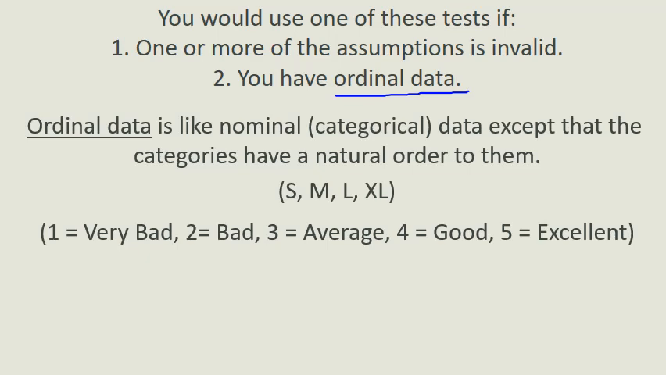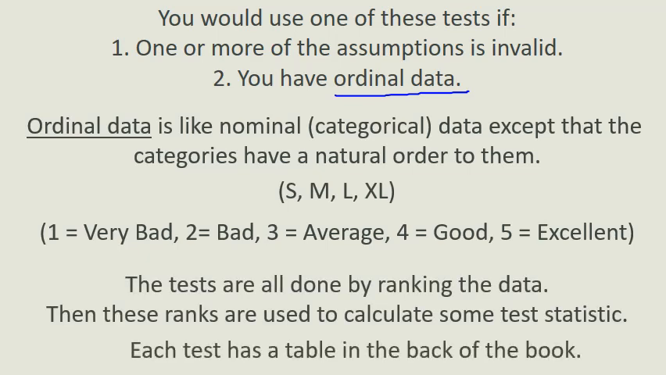And the tests in this chapter all start the same way. We would begin by ranking all of the observations from lowest to highest, and ties are allowed. So the actual numbers don't really matter, just the relative ranking. And then you have to do various calculations and compare them with tables in the back of the book, and it's all pretty tedious work, but that's basically how they are done.